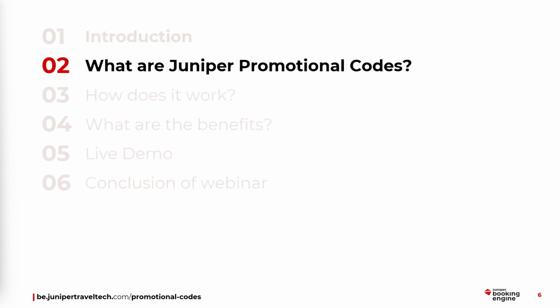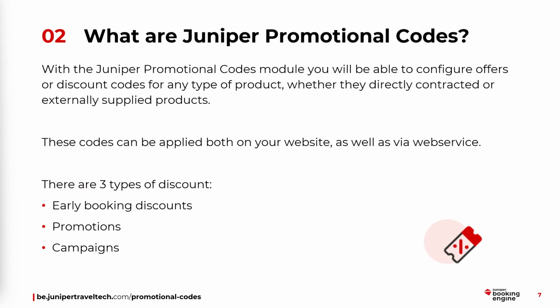Let's see what the Juniper promotional codes are. The promotional codes module allows you to create different offers and discounts for your customers. These can be applied to all the product types you work with, regardless of whether the client books your directly contracted product or from your external suppliers. Your customers will be able to apply these codes both on the website as well as via web service. And we have three types of discounts that can be configured on the system.